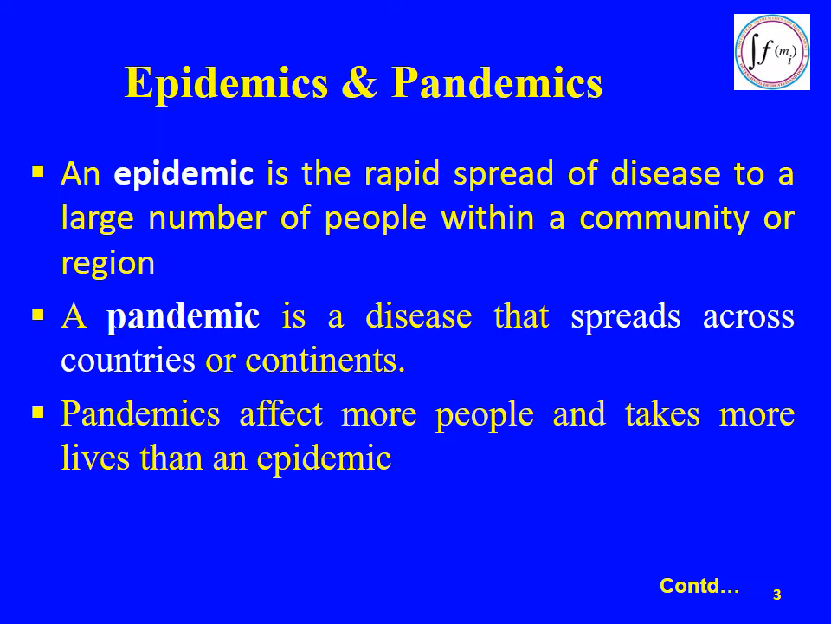If an infectious disease spreads within a country or within a certain area, that is known as an epidemic. And if it is spread across the seas or across the boundaries of a country, then it is known as a pandemic. That's how COVID-19 has become a pandemic.